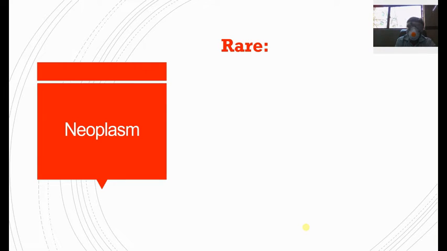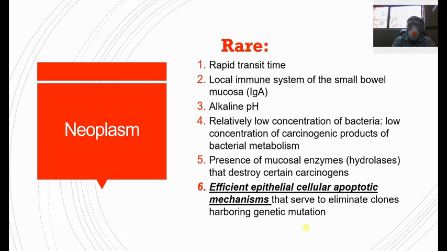First, you should realize that among all malignant conditions, tumors of the small intestine are rare in nature. Why are these rare? Because there is a rapid transit time through the small intestine, and the small intestine has a very effective immune system, and the nature of its contents is more alkaline, which is less conducive to the origin of tumors in the small intestine, and it has a relatively low concentration of bacteria.